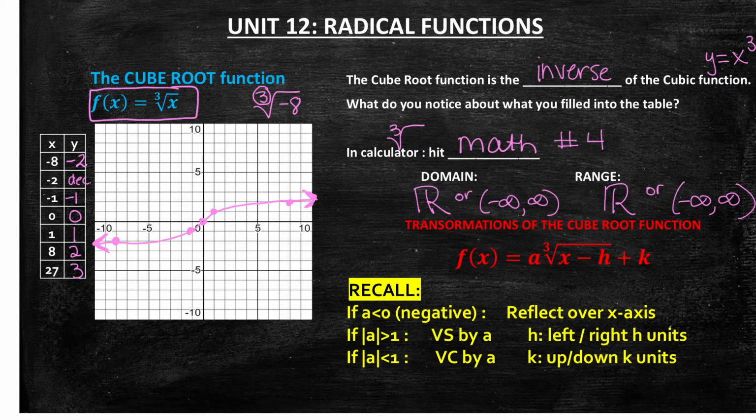Now the transformations for a cube root function are the same as our other functions that we've studied, and so these are not going to change. If a is negative, then it reflects over the x-axis. If a is greater than 1, that's a vertical stretch by a. If a is less than 1, that's a vertical compression by a. And then h moves it left and right, and k moves it up and down.